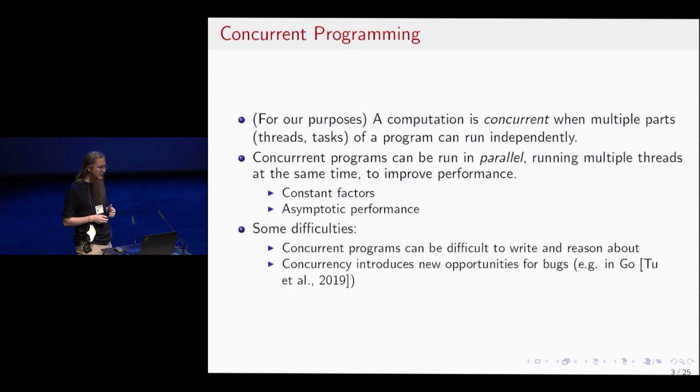Now, there are always some difficulties with concurrent programming. Concurrent programs are notoriously difficult to write and get correct, and also notoriously difficult to reason about, and it introduces all sorts of new opportunities for bugs. There's this nice write-up about real-world concurrency bugs in Go that highlights a huge number of different problems that come up specifically because of concurrency.